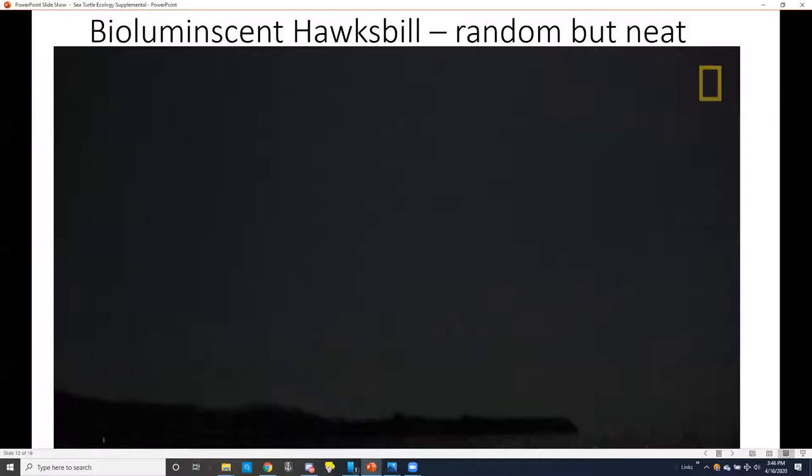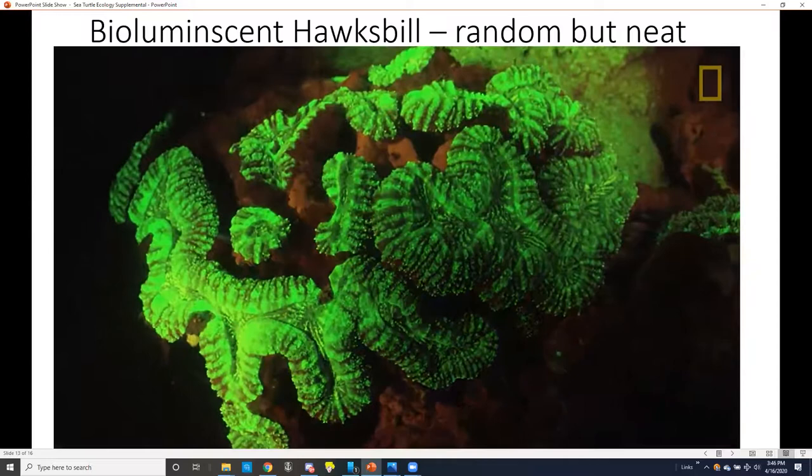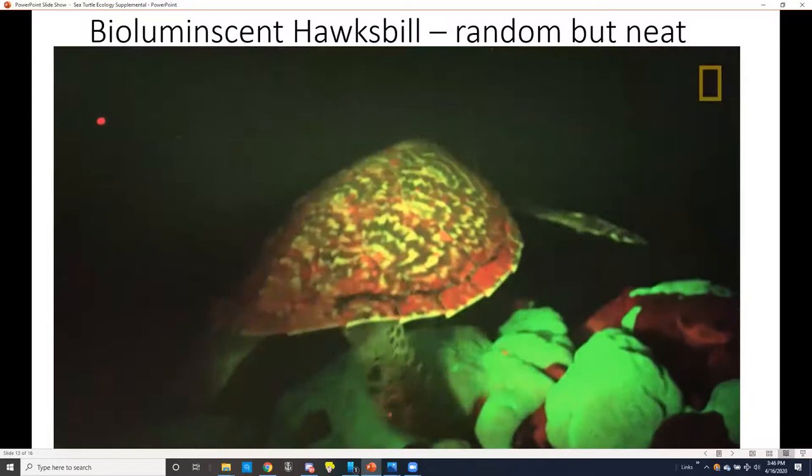I'm taking pictures of some corals that we already knew were biofluorescent. And then in the middle, I guess maybe 40 minutes into the dive, out of the blue, it almost looks like a bright red and green spaceship came underneath my camera.